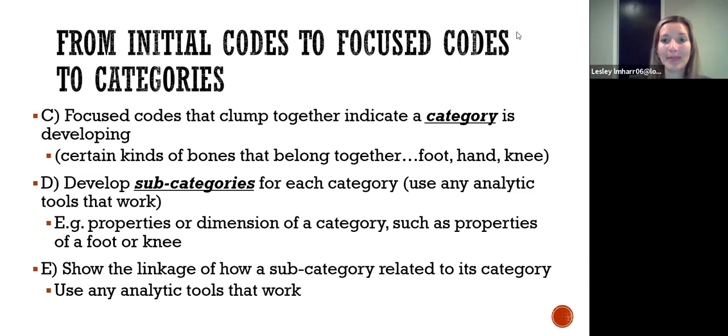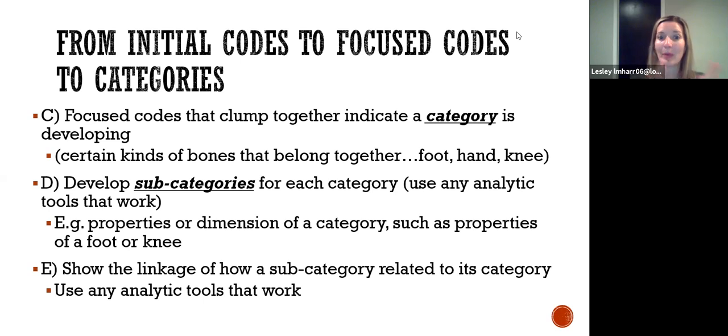Focus codes clump together and they indicate that a category is developing. So certain kinds of bones belong together. We gather all the foot bones together, we gather all the hand bones together, and we gather all the knee bones together. Then we develop subcategories for each category, and we do this using any analytic tools that work. We're going to learn a series of analytic tools. We're going to learn about diagramming, mapping, memoing, and free writing. All sorts of strategies that we're going to use to develop these subcategories.